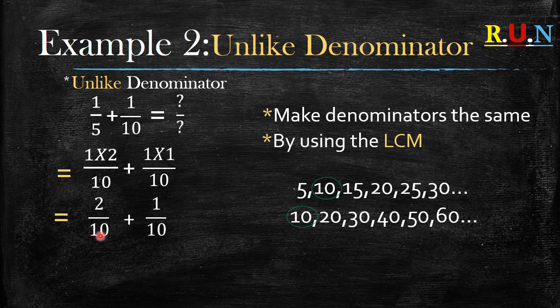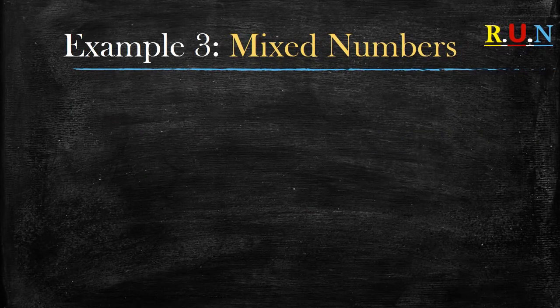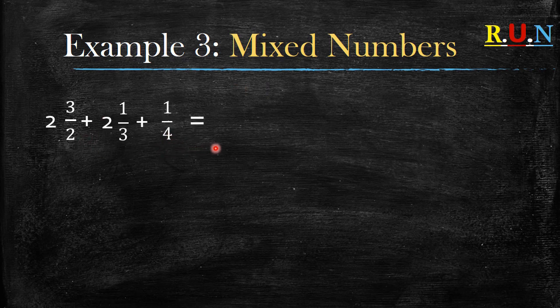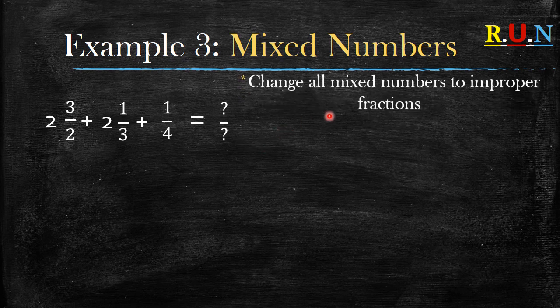So now, given that we have the same denominators, we only add the numerator. So what is 2 plus 1? It's 3 over 10. Good. And there you got your answer. So let's look at example number 3. Mixed numbers. So what do we do in a case where we have a number like this or a question like this, for example? So what we do is we change all mixed numbers into improper fractions.